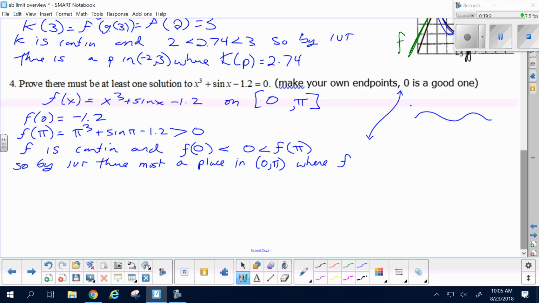X equals 0 or F equals 0? A function equals 0. Okay? That was a hard one.